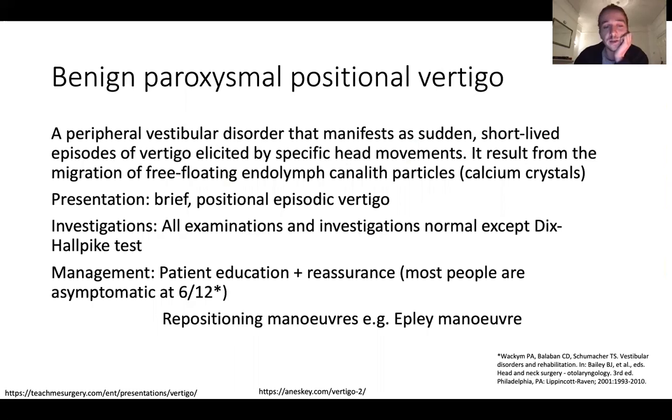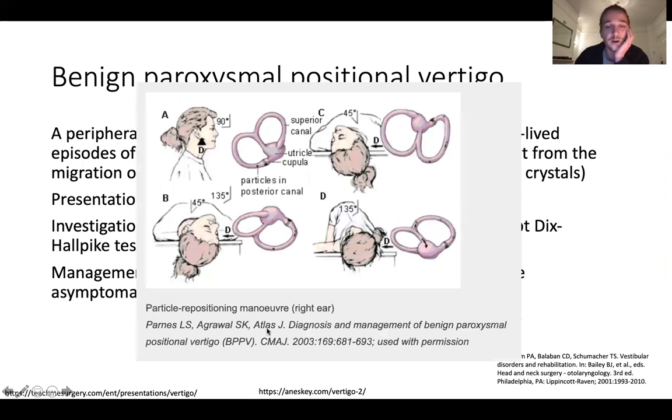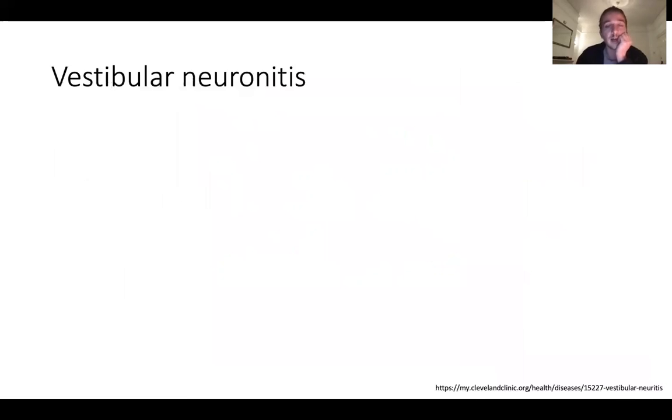Management, usually most people are actually asymptomatic after 6 months. So mostly it's just educating the patients, telling them what this is and reassuring them. And really beneficial are these reposition maneuvers. So Epley maneuvers is one example, but this is a different one called the particle repositioning maneuver. And you basically do a really similar thing to the Dix-Hallpike, except for when you lie them down at 45 degrees, you then want to turn them over completely to 180 degrees. And that basically will turn the head enough that the particles will fall back out into the utricle, which is quite interesting.